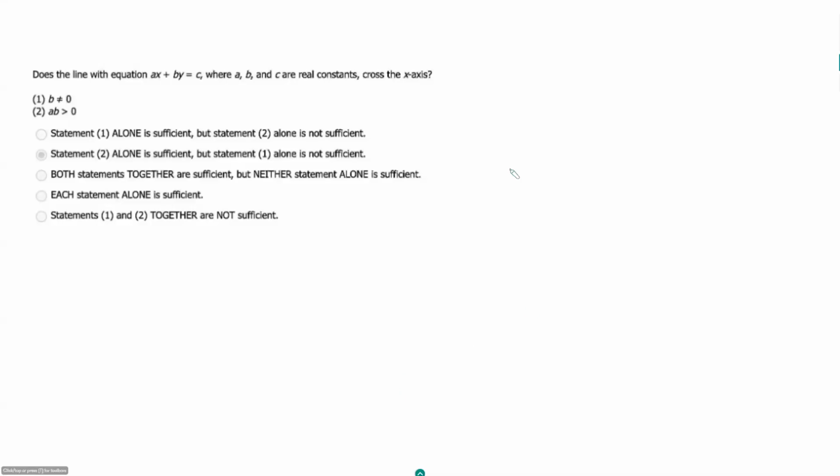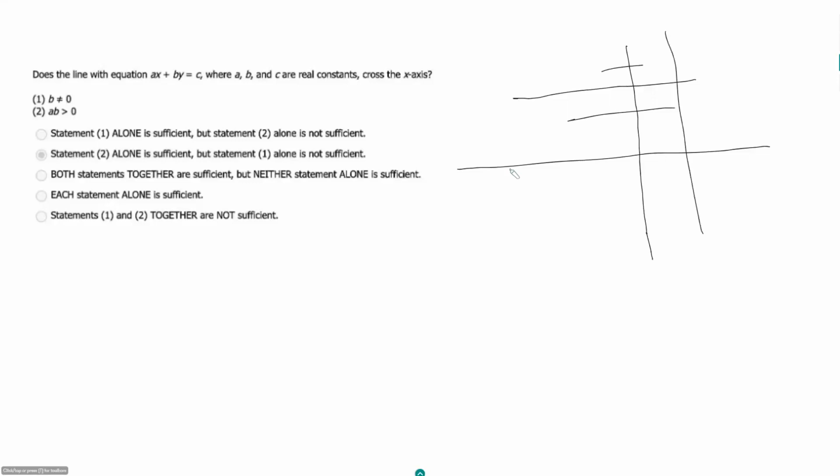Does the line with equation ax plus by equals c, where a, b, and c are real constants, cross the x-axis? So when will a line not cross the x-axis? The only occasion I can think of where a line will not cross the x-axis is if that line is horizontal, like that. Because if it's vertical, it will certainly cross the x-axis, and anything in between will also cross the x-axis.